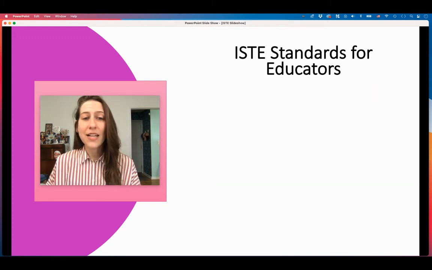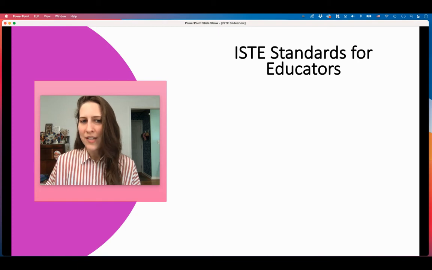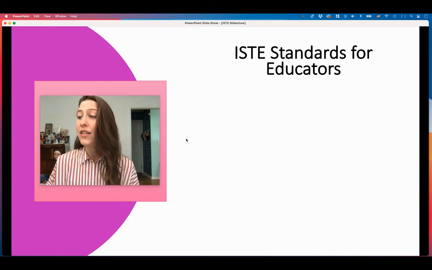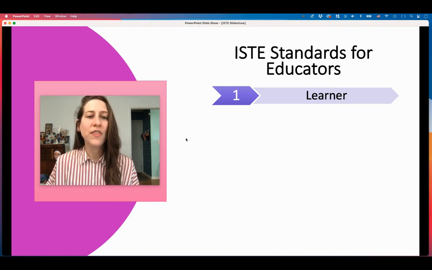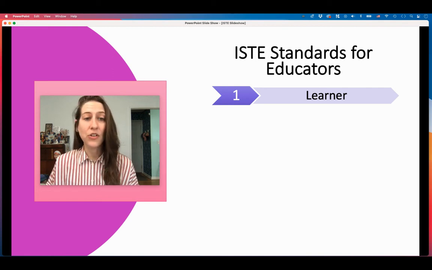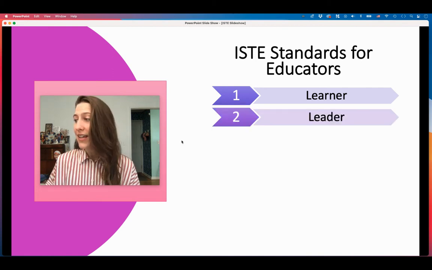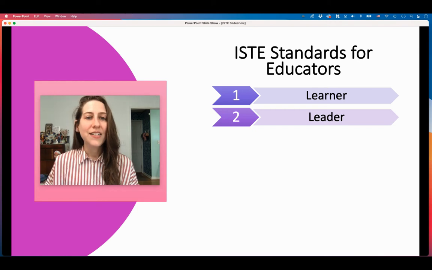Now, let's take a look at the ISTE standards for educators. The standards are once again grouped into 7 categories, the first of which is learner. This category sees educators learning how to improve their use of technology in the classroom through research and professional development. The second category is leader. This category sees educators finding and advocating for new technology opportunities in the classroom.